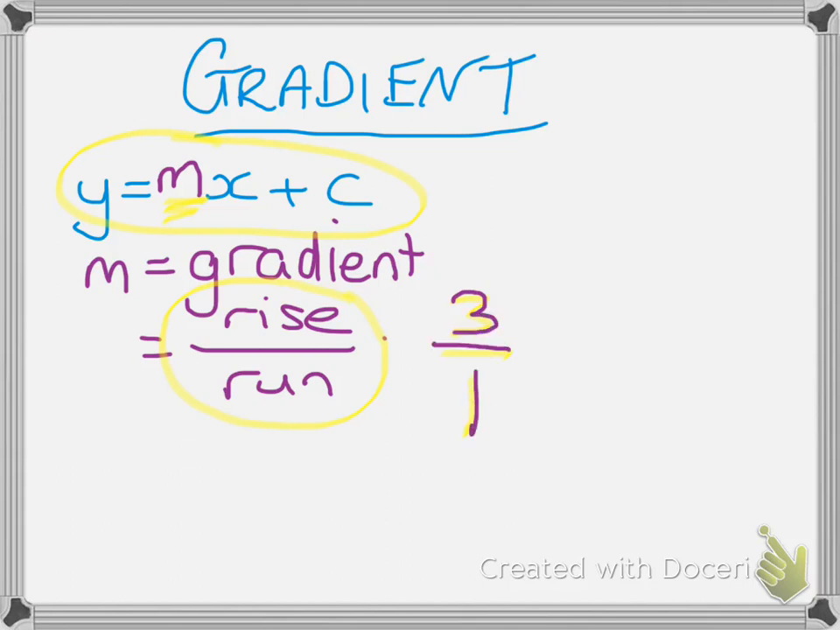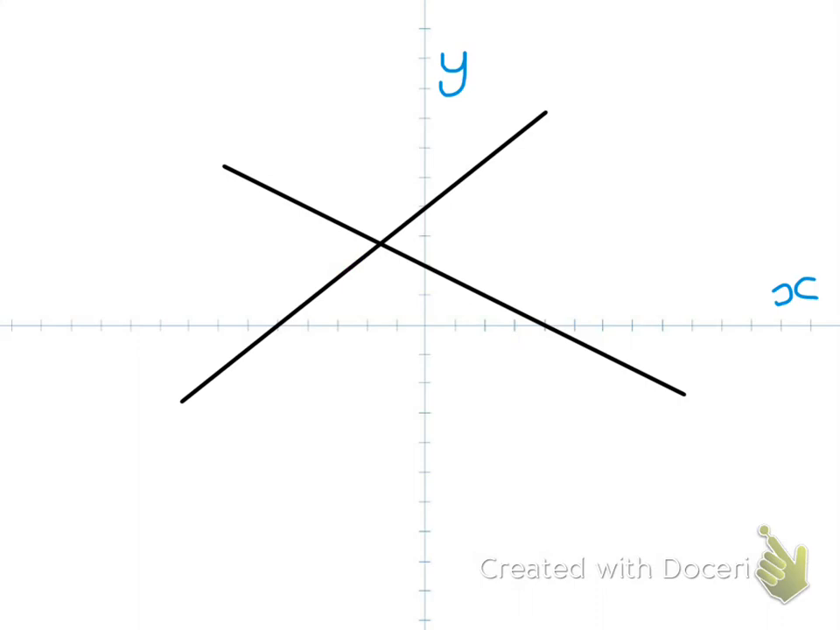the actual gradient. Gradient, before we even give it a number, can be looked at in a number of ways. We can call a gradient positive or negative. It can be 0 or undefined. And what I mean by that is if you look at these two lines here, the first line we'll look at is the one that looks to be going uphill.